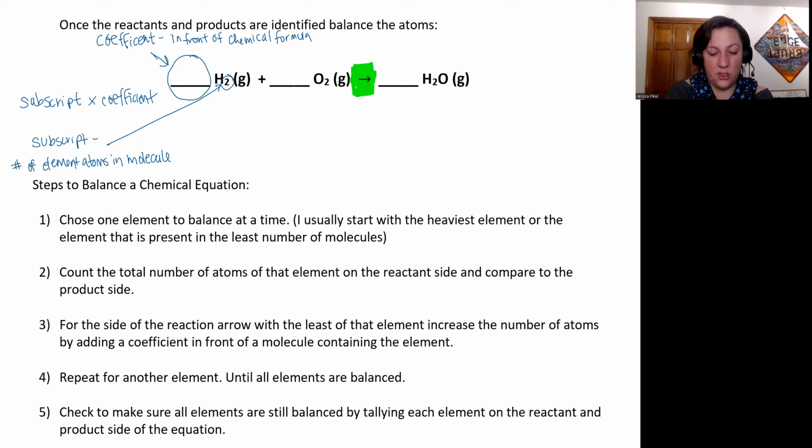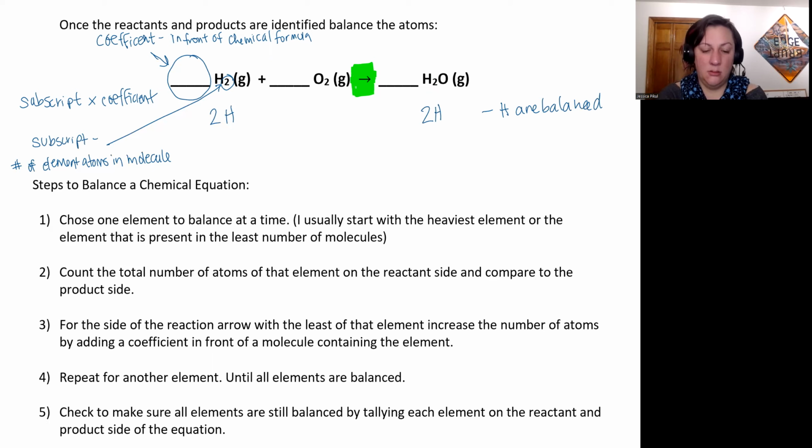So I have 2 hydrogens right now in my reactant side. And if I look on my product side, this subscript 2 only applies to this hydrogen. I have 2 hydrogen. So right now, my hydrogen are balanced. Great. They have the same number on either side of the arrow.